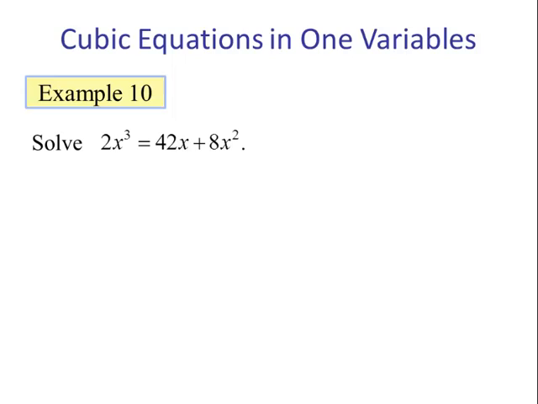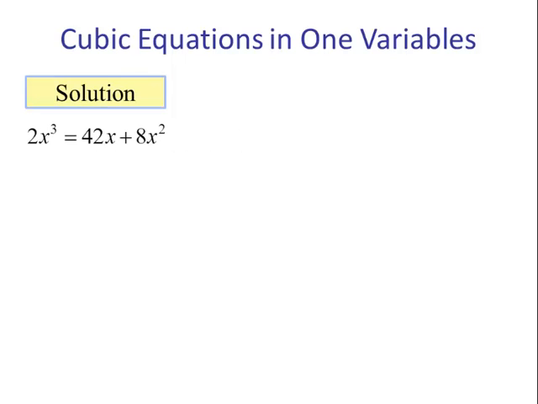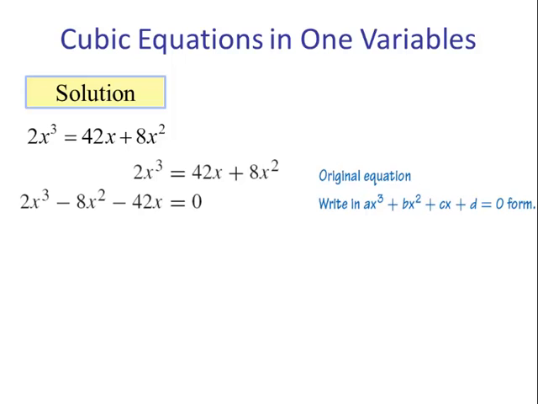Example 10. Solve 2x cubed equals 48x plus 8x squared. Solution. The first step is we want to move all the terms to one side of the equal sign. Our next step is we want to look at all the factors and see if there's any common factors.